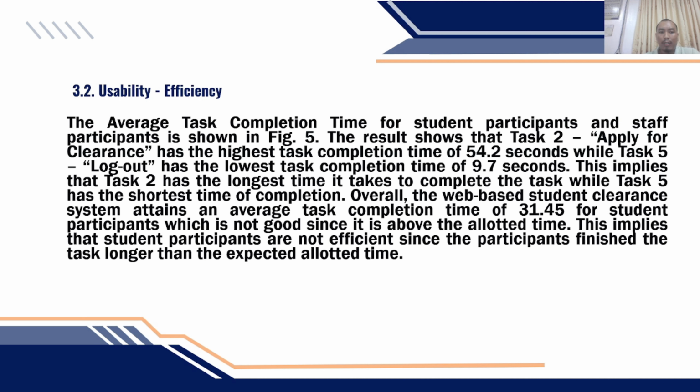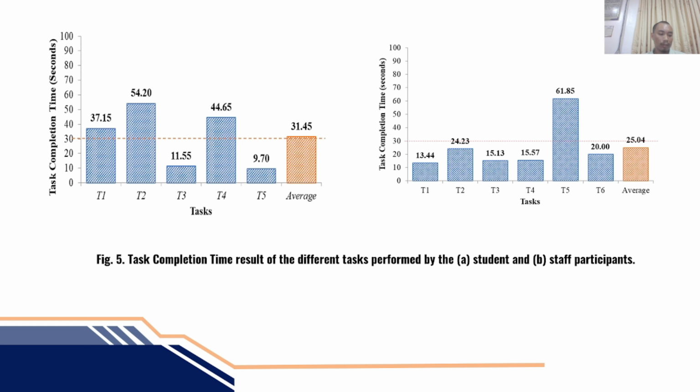This implies that the student participants are not efficient since the participants finish the task longer than the expected allotted time. So this is figure 5, illustrating the task completion time result for various tasks completed by the participants, categorized as A for the students and B for staff participants. The average completion time for the students is 31.45, while the average completion time for staff is 25.04.